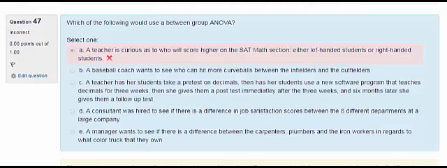Please don't tell anybody. All right, which of the following would use a between group ANOVA? A teacher is curious to see who will score higher on the SAT math section, either left-handed students or right-handed students. That's not wrong. You could do a between group ANOVA with that, but since there's only two groups, the correct answer would probably be the independent t-test. So again, you can run an ANOVA with simply two groups, but what you're really doing is the independent t-test. So that's really not the right answer, but you're not 100% wrong there.